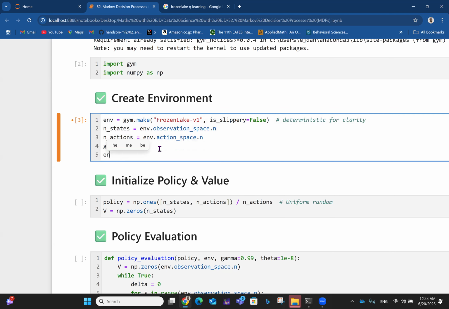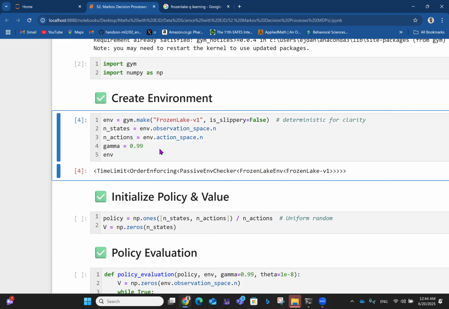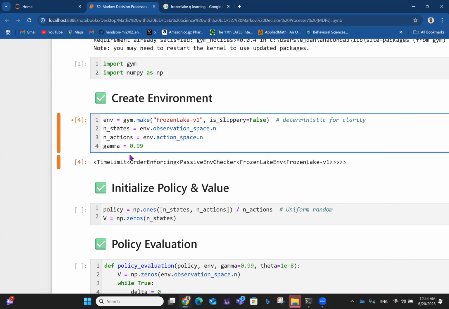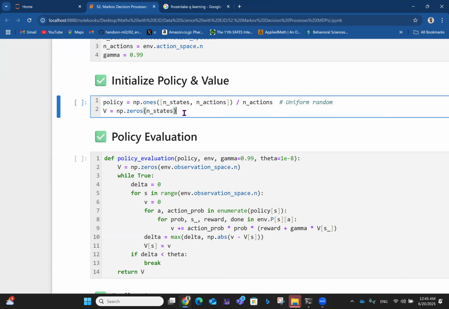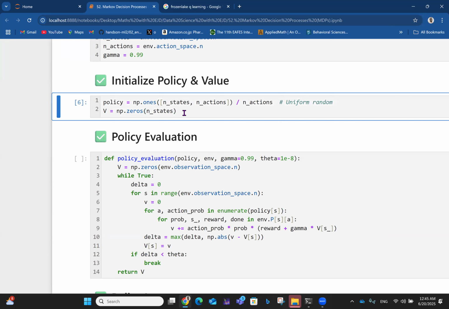Out of curiosity, I just want to visualize what the environment looks like. Nothing serious. Okay, that's fine. Then the next thing is to initialize the policy and value. The policy is np.ones, so you're creating a matrix of ones with n states by n actions, divided by n actions, so you have a uniform random policy. And V is np.zeros of n states. So that's some kind of initialization right here.